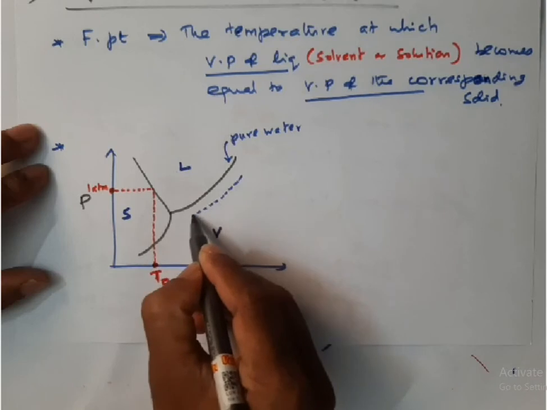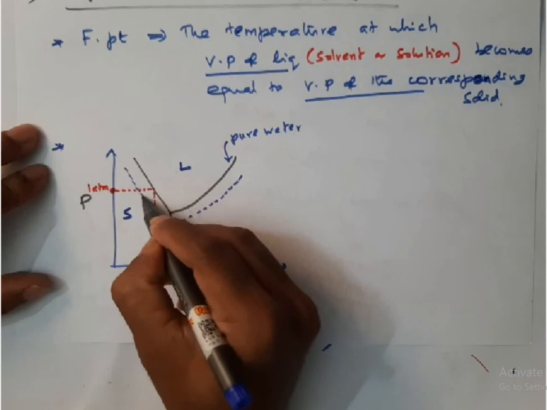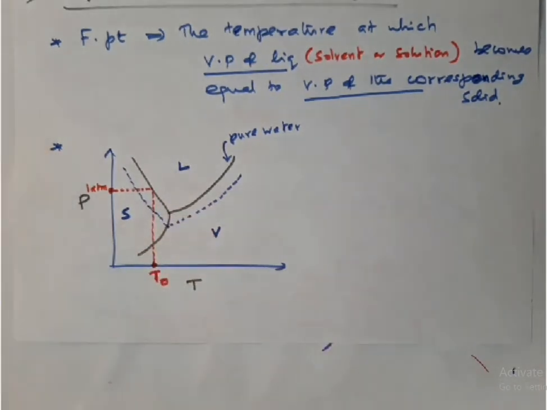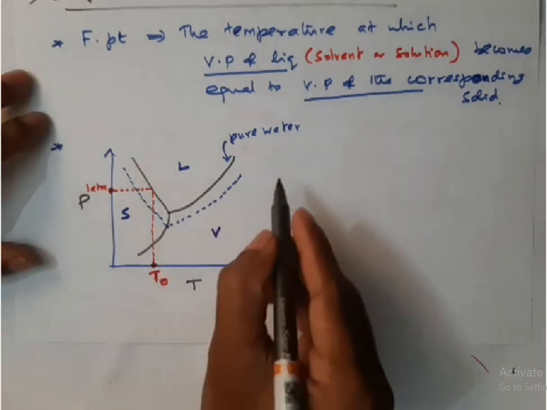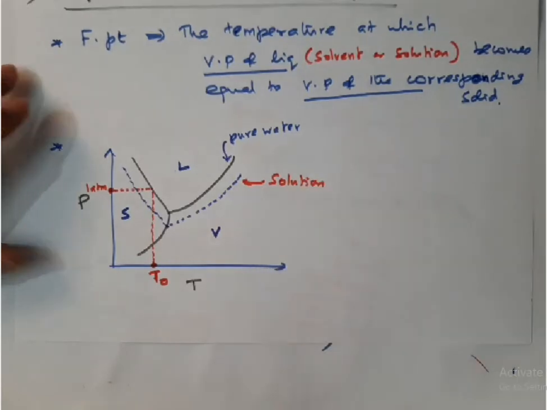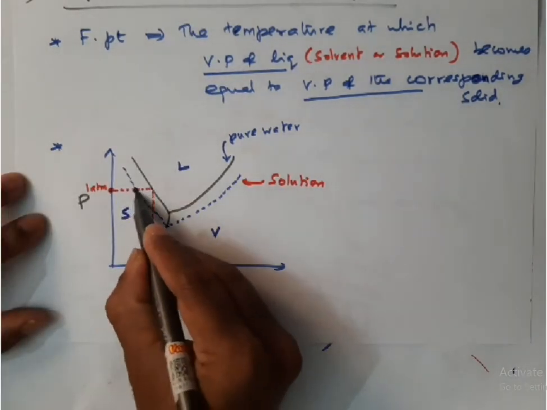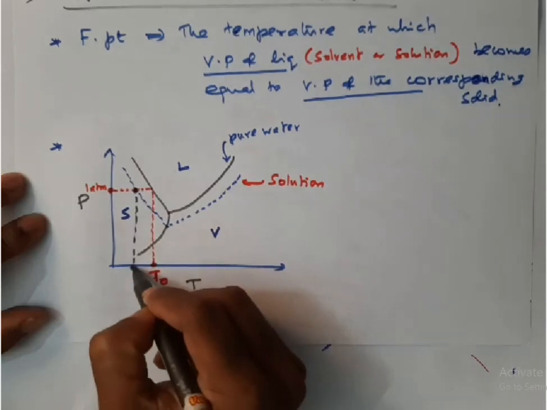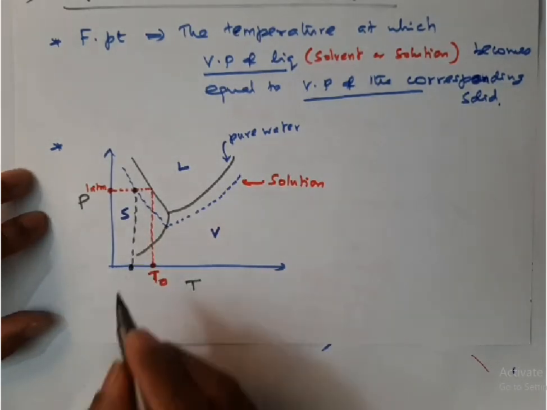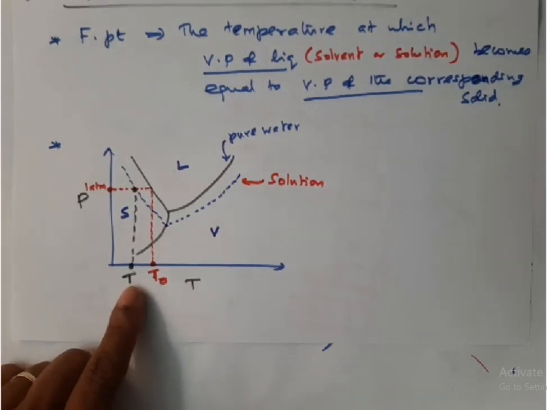This curve represents the phase diagram for the solution. I have denoted that using dotted lines. So this is for a solution containing a non-volatile solute. Now see here, for the same external pressure, 1 atmosphere, the freezing point is here. So this is the freezing point of a solution containing some non-volatile solute.